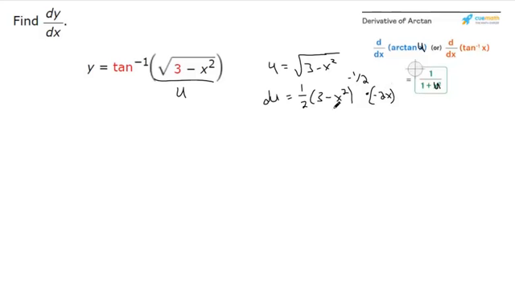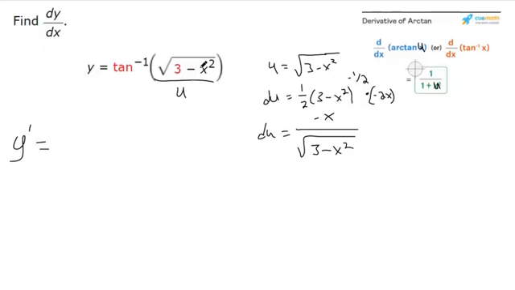And now there's no more innermost function, so we just need to clean this up a bit. That's a 1/2 power. We can put it on the denominator. We got a 1/2 times a negative 2. We'll just say that's negative 1, and then it's an x in the numerator. So that's our du.